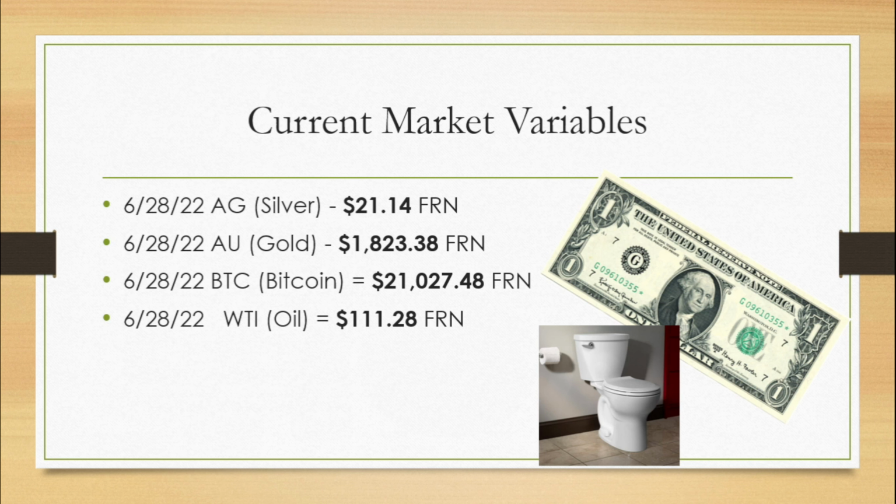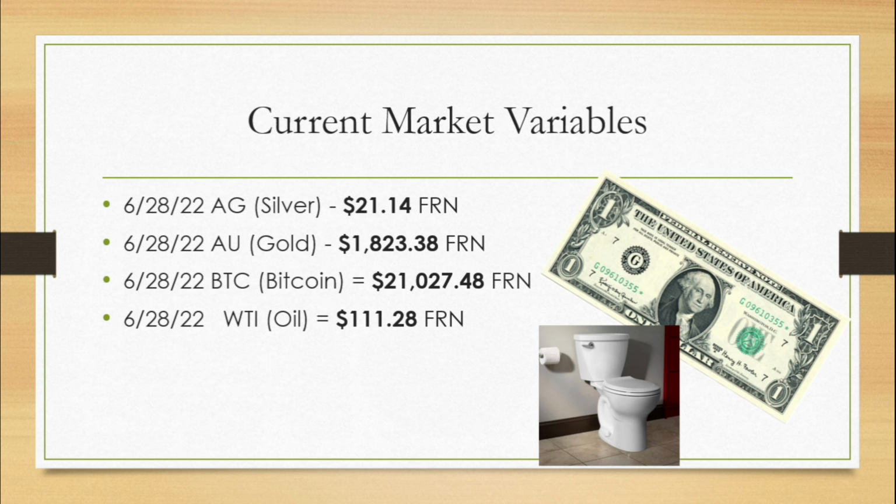So we're going to be doing a bunch more experiments, and for these experiments we have certain market variables that are set up for today, so the 28th. And up here you'll see 4 asset classes that are currently priced in their current Federal Reserve note prices. Okay, so we're going to use these as we go through all of these experiments.